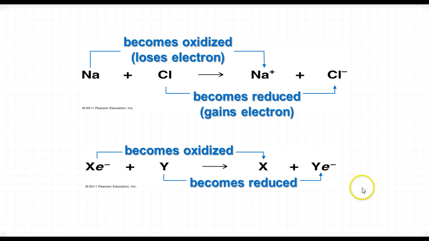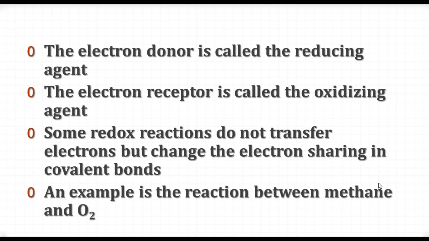So we can look at a generic equation here showing the same kind of thing. We're just transferring an electron from one substance to another. The one that loses the electron, of course, becomes oxidized, and the one that gains the electron becomes reduced. So we're talking about reducing and oxidizing agents, okay?